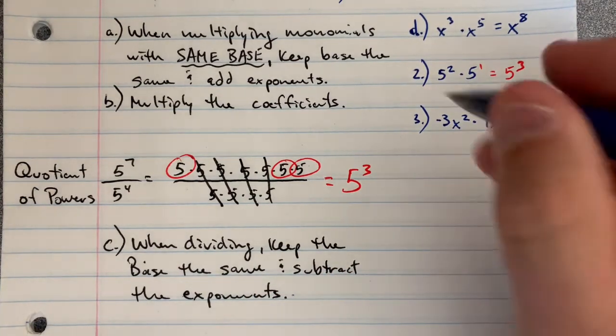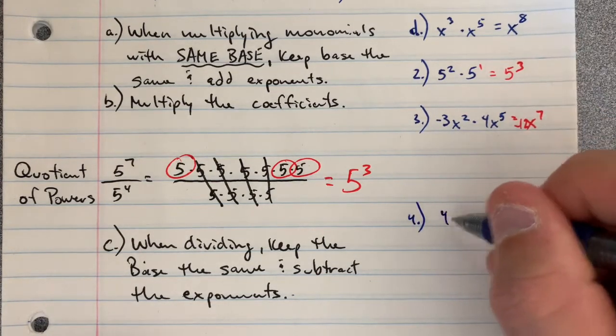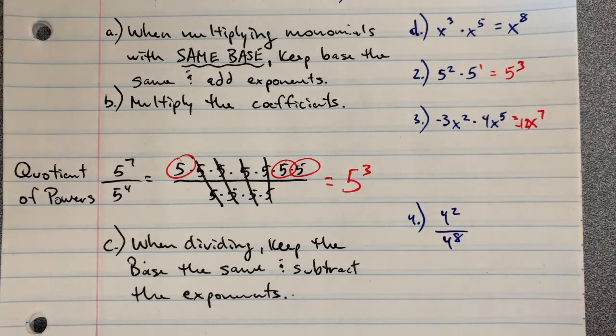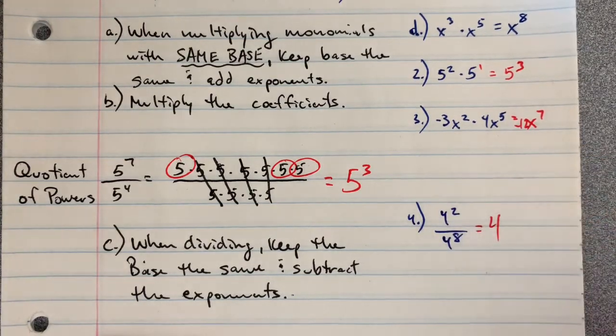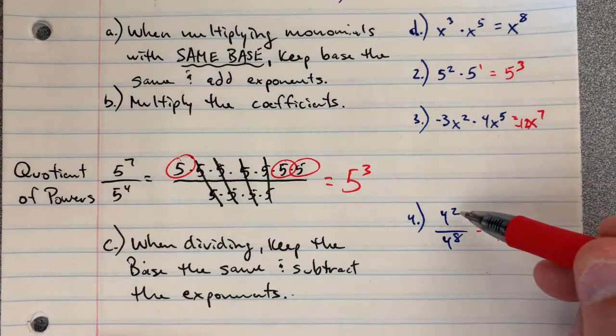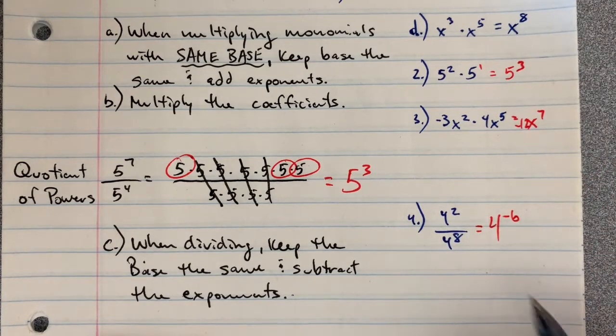So, example 4. 4 squared over 4 to the 8th. My base is the 4, and that stays the same. I go in order and subtract. 2 minus 8, and that's 4 to the -6th. That's okay. You can have a negative exponent for right now. We'll learn some more rules on how we should change that eventually.